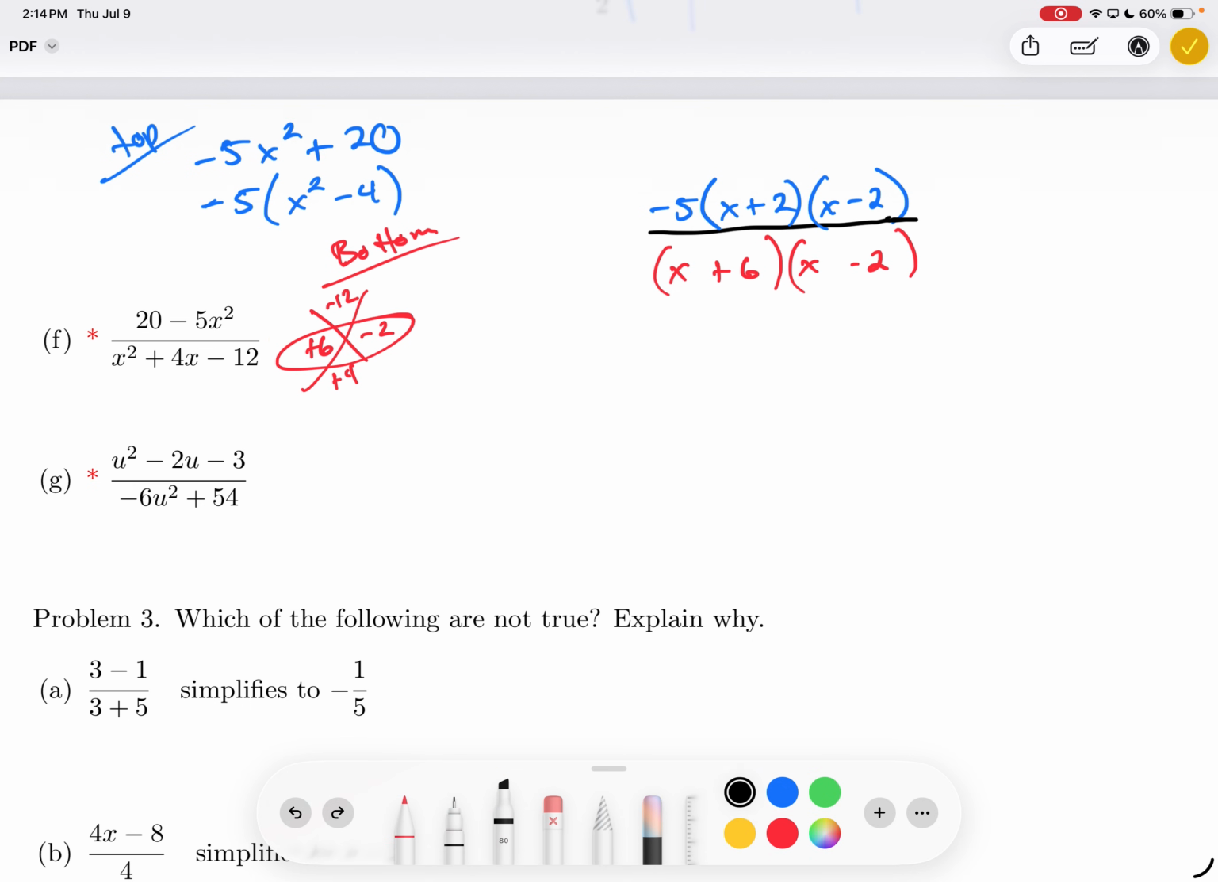All right, so these cancel out. And I get -5, x plus 2 on top. And on the bottom, I get x plus 6.